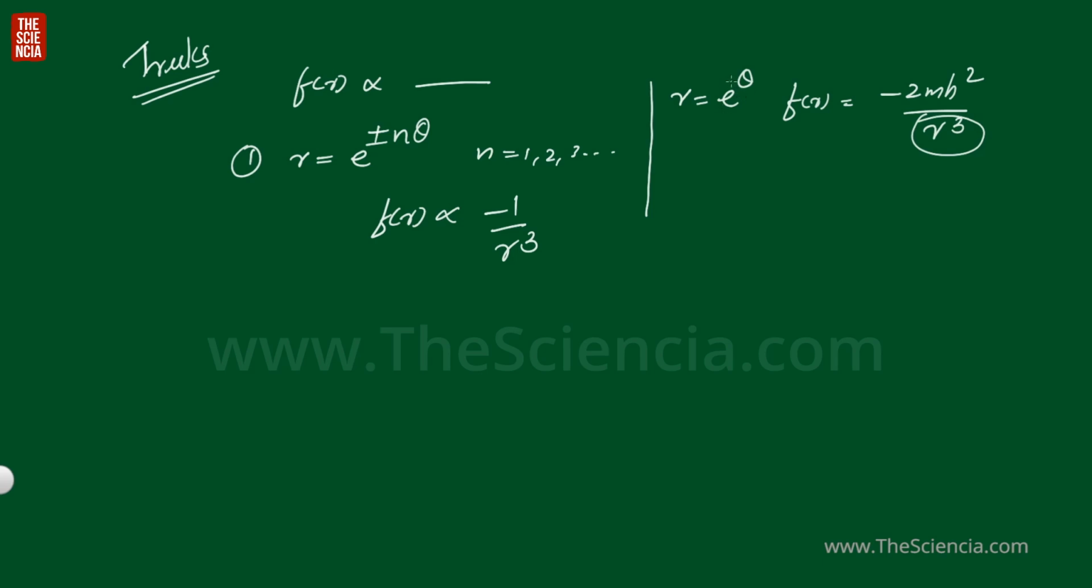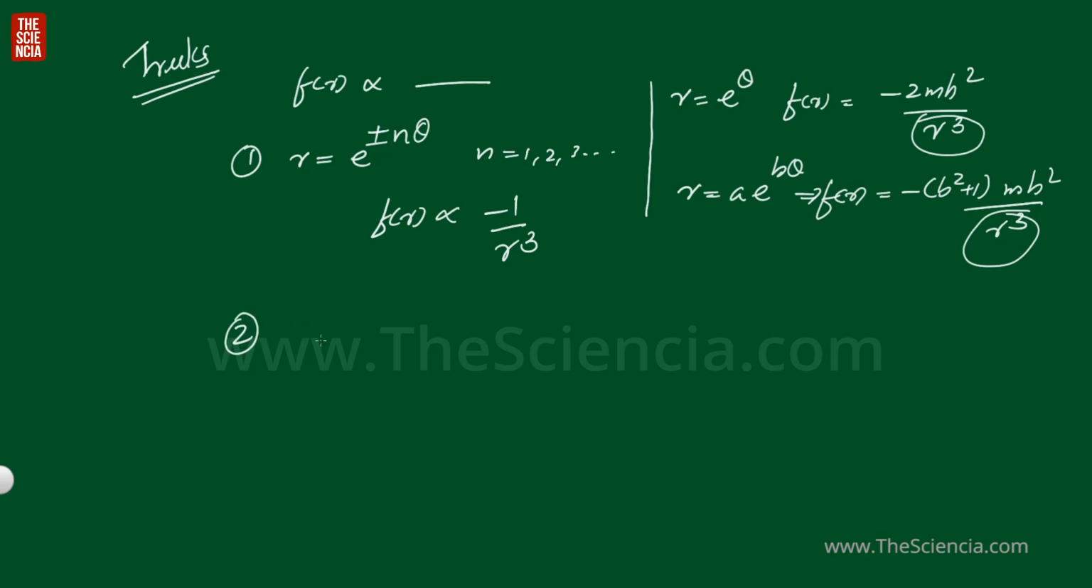Here n is equal to plus 1, right? And another case, that is r equal to a e raised to b theta. So what we get? We got f of r equal to minus b square plus 1 m h square by r cube. Again, it is proportional to 1 by r cube.